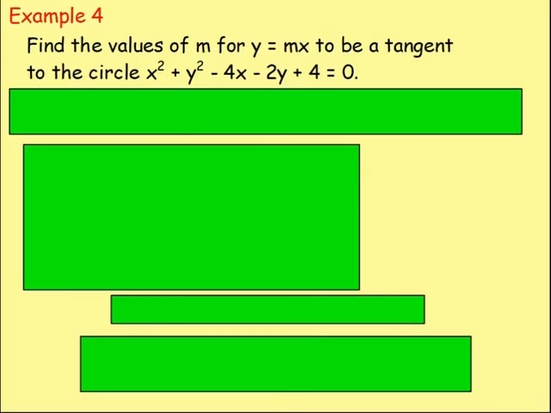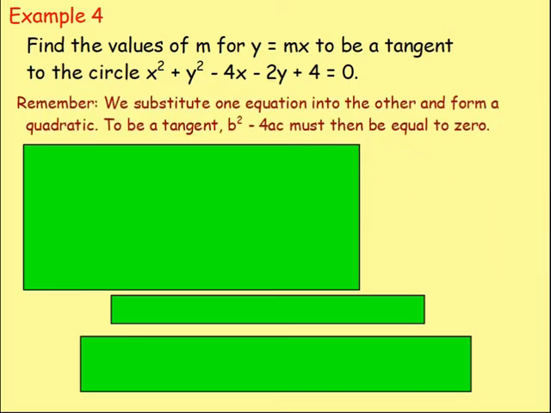Example 4. Find the values of m for y equals mx to be a tangent to the circle x squared plus y squared minus 4x minus 2y plus 4 equals 0. So we want to find the values of m for which this straight line y equals mx is going to be a tangent. And now remember, in order to prove if a line is a tangent, you substitute one equation into the other to form a quadratic. In order to then be a tangent, b squared minus 4ac must be equal to 0.